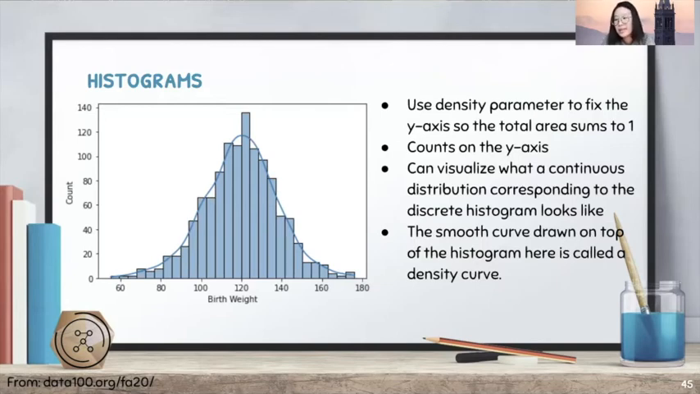We also use a density curve, which is a smooth curve drawn on top of the histogram, and this is used to visualize a continuous distribution of the discrete histogram. Similarly, the sum of the area under this density curve should also be 1, and this is how we yield the 68, 95, 99 empirical rule for the normal distribution of this curve.